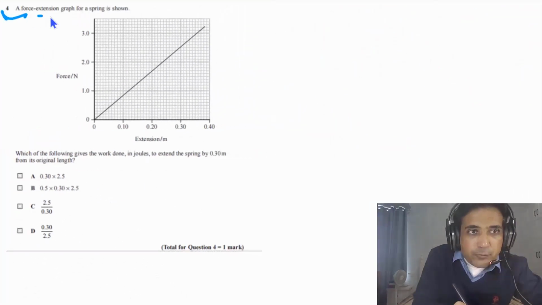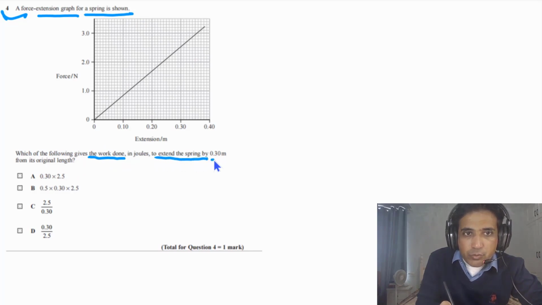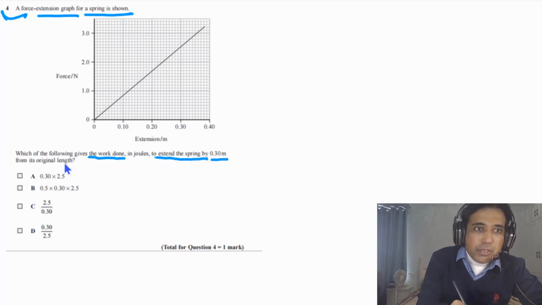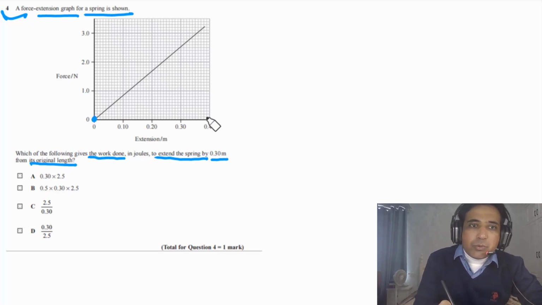Question 4 says a force extension graph for a spring is shown in the figure. Which of the following gives the work done in joules to extend the spring by 0.30 meters from its original length? Work done from the original length means the extension starts from 0. So in this case, simply we need to calculate area.